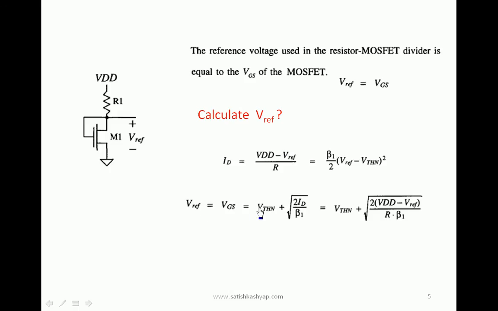Finally, you will get V reference equal to VT plus delta V, the overdrive voltage or gate to source voltage, which is root of 2ID by beta. For ID, again we use the same equation, VDD minus V reference by R. So V reference is nothing but this one. Generally V reference is VGS for this circuit, and VGS will be around 1 volt and VDD will be around 5 volts. So VDD is going to be greater than V reference, and we can neglect V reference.